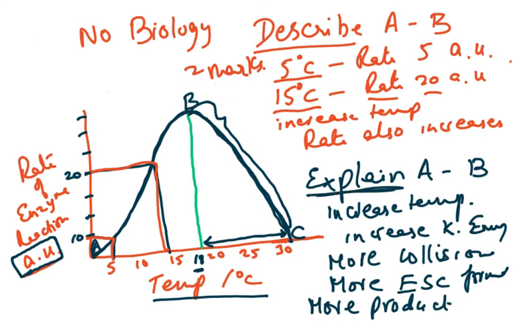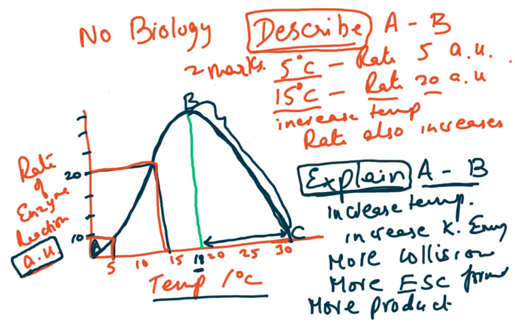If I say explain A to B, you've got to give me something which is biology. In the same question I've sort of given you the describe and the explain. Describe is just giving me things from the graph which everybody can do, even if you're not a biology student. But when I say explain, only a biology student can do that, because he or she only knows what the explanation is. The explanation is that increasing temperature, kinetic energy increases, more collisions, more enzyme substrate complexes, more product per unit time. Maybe this is for 2 marks and this is for another 2 marks.